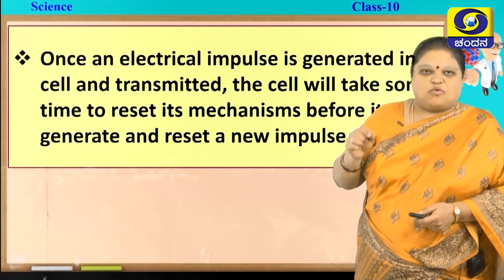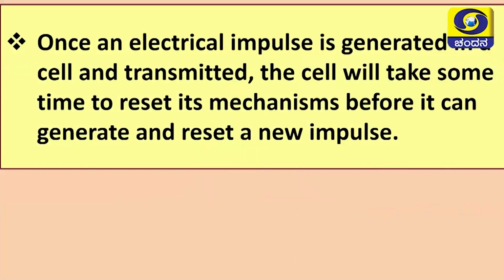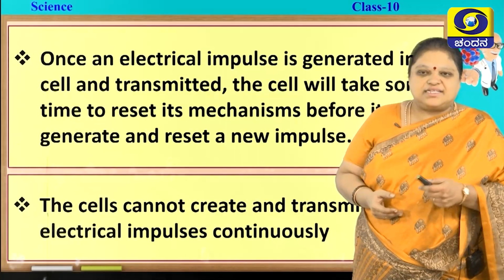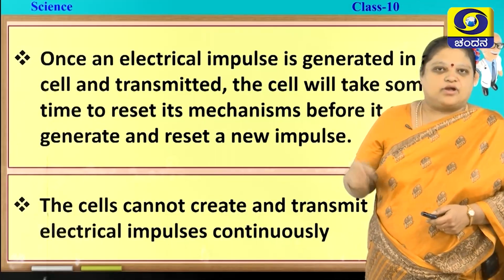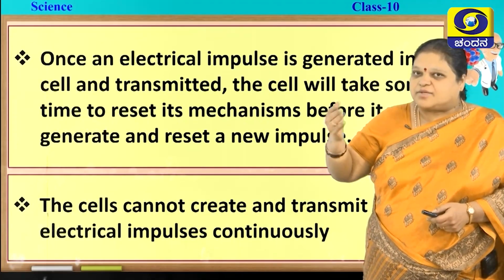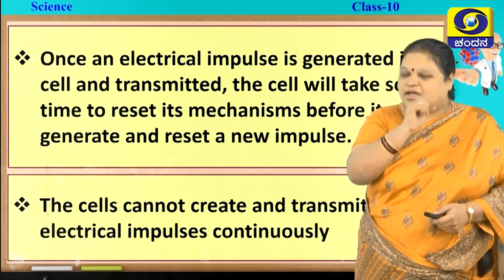And also, once an electric impulse is generated in a cell and transmitted, the cell will take some time to reset its mechanism before it can generate a new impulse. The cells cannot create and transmit electrical impulses continuously, and I want you to note that all these types of changes take place only in the animals.